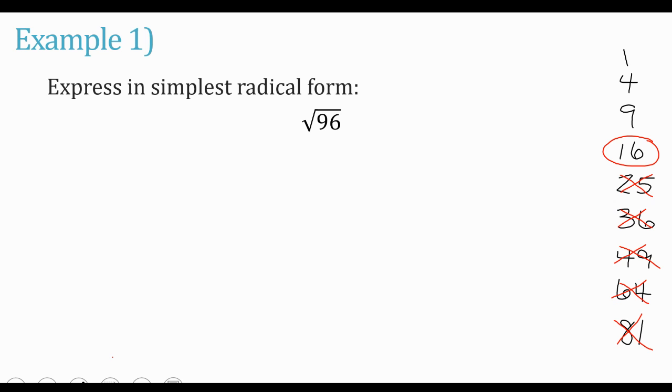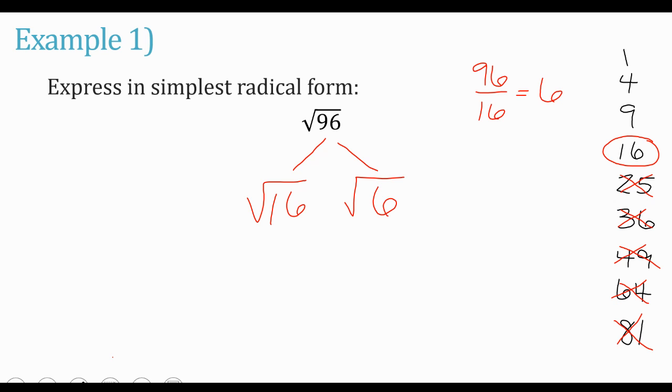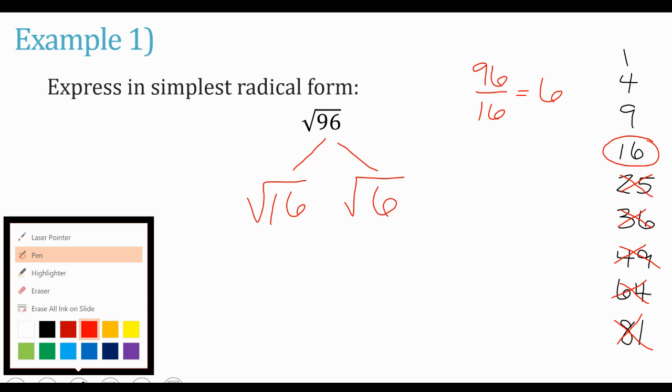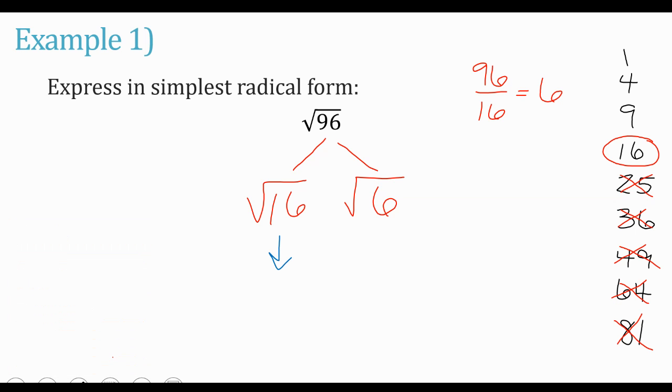So what we're going to do is split it up, where we have radical 16, and then when you divide 96 by 16, you get 6. So I'm going to put 6 in that other radical. Now we're going to find the square root of 16. What number times itself gives you 16? That's 4. And then we're going to just bring down that radical 6 because we can't do anything with it. We can't simplify it at all. There's no perfect square other than 1 that can go into 6, so we can't go any further.